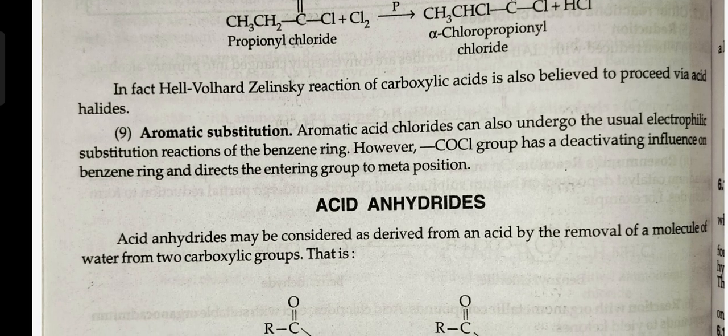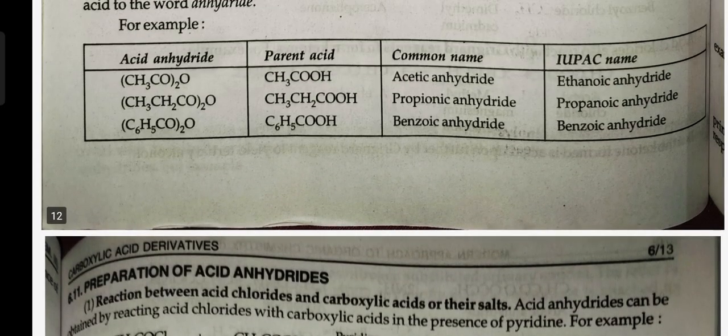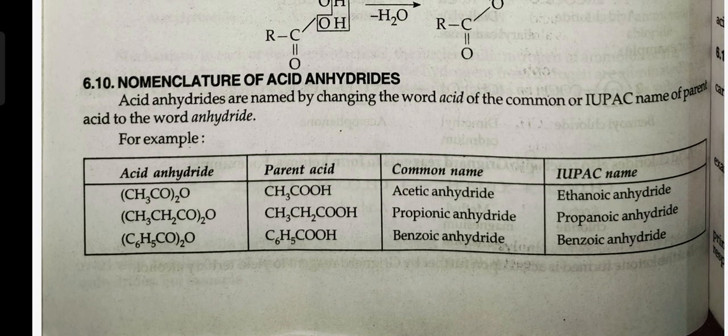Acid anhydride may be considered as derived from an acid by removal of a molecule of water from two carboxylic acid molecules. That is the nomenclature of acid anhydride. Acid anhydrides are named by changing the word acid of a common or IUPAC name of a parent acid to the word anhydride.